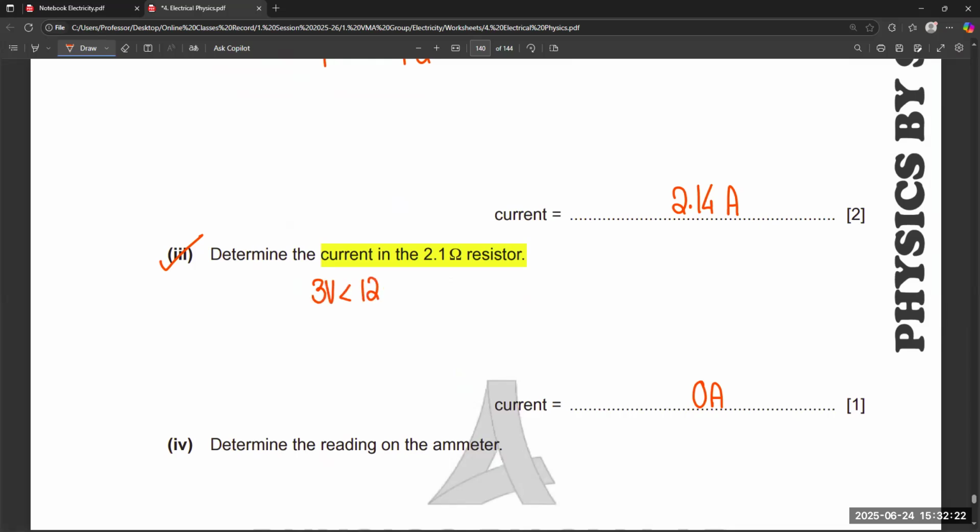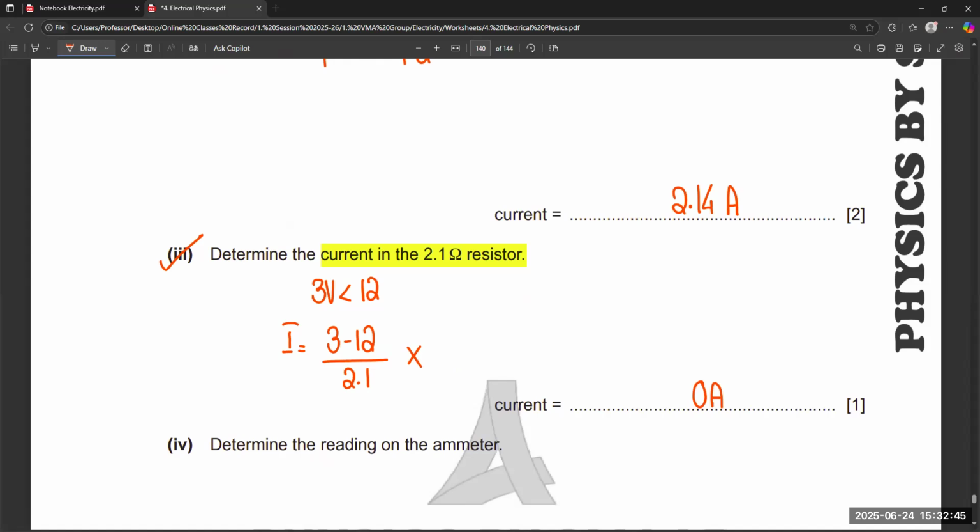And let's suppose you find the value of electric current, it will be like 3 minus 12, like this. So this is not possible, right? Because you will get a negative value, and a negative value of current is not possible, because the answer is very simple: 3 volt is smaller than 12.